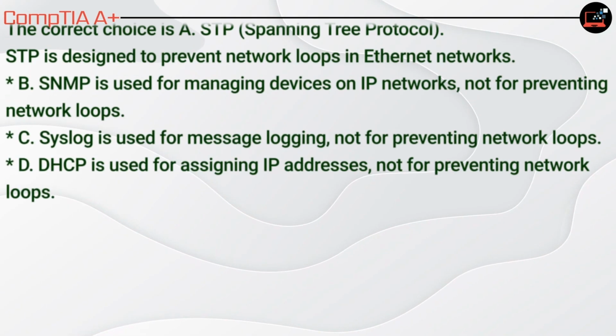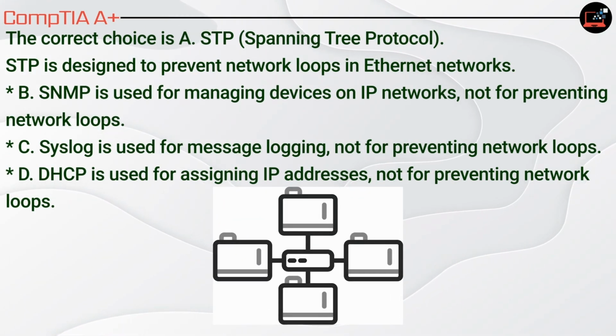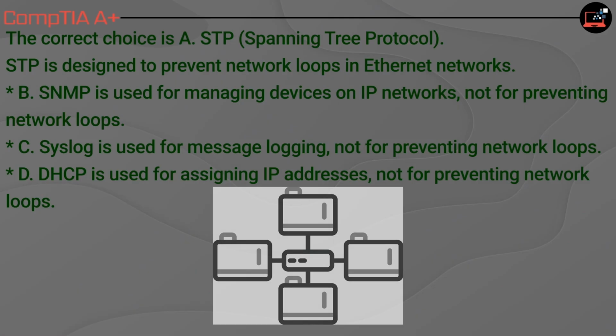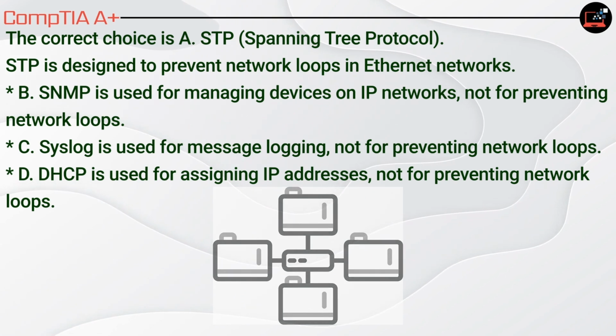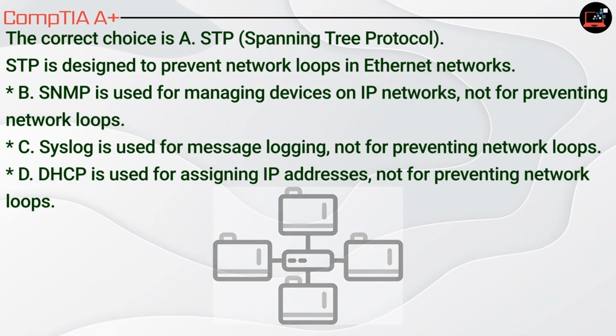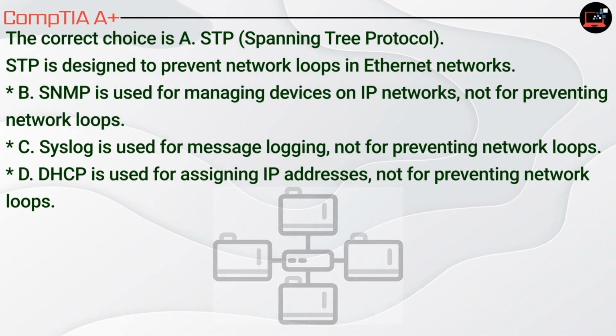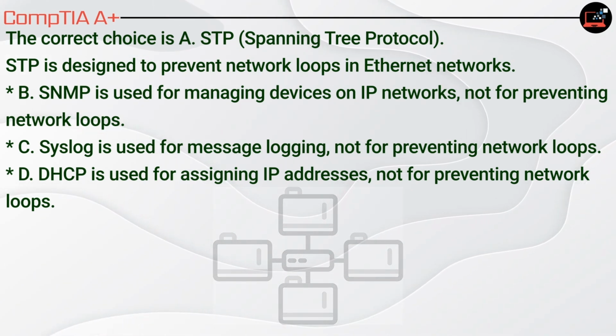The correct choice is A. STP, Spanning Tree Protocol. STP is designed to prevent network loops in Ethernet networks. B. SNMP is used for managing devices on IP networks, not for preventing network loops. C. Syslog is used for message logging, not for preventing network loops. D. DHCP is used for assigning IP addresses, not for preventing network loops.